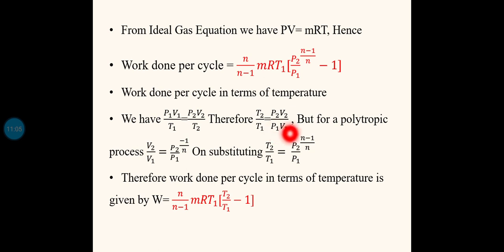So T2 by T1 becomes P2 by P1 into V2 by V1, where V2 by V1 is P2 by P1 raised to minus 1 by N. Here already one P2 by P1 is there, so N minus 1 by N will be the final term. So T2 by T1 equal to P2 by P1 raised to N minus 1 by N. You see this term is actually P2 by P1 raised to N minus 1 by N, so instead of this term I can substitute T2 by T1. So the work done per cycle in terms of temperature ratio is given as W is equal to N by N minus 1 MR T1 into T2 by T1 minus 1. That is the final expression for work done in terms of temperature ratio in the case of the polytropic compression.